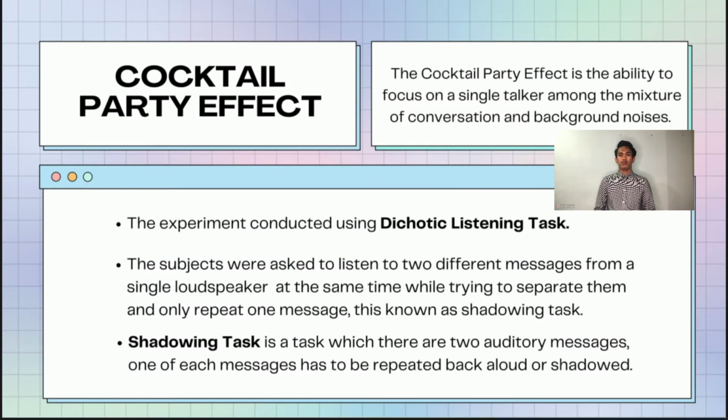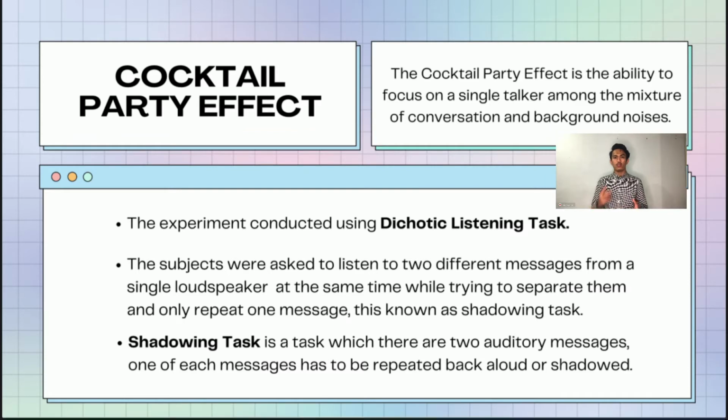So I will explain more about the cocktail party effect. The cocktail party effect is the ability to focus on a single talker among a mixture of conversations and background noises. There are experiments that have been conducted for this particular effect. The experiment used dichotic listening tasks. The subjects were asked to listen to 2 different messages from a single loudspeaker or headphones at the same time. They try to separate them and only repeat one message. This is known as a shadowing task.